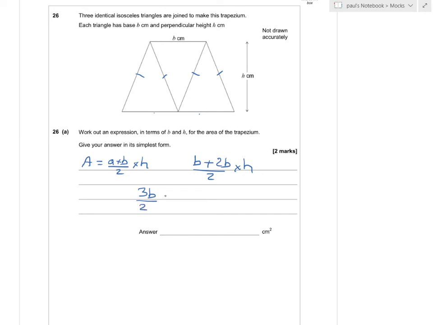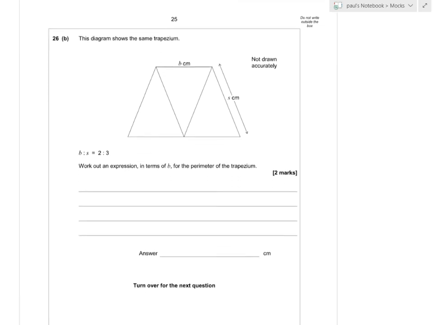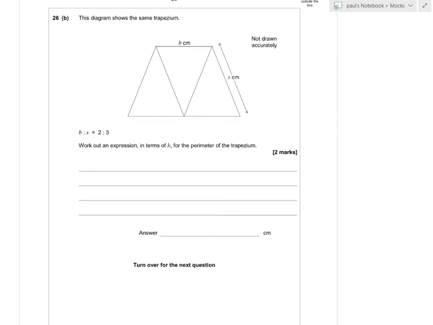So I could squish them together, 3BH, so I could get 3 base height divided by 2, or like that. Or you could even simplify that to be 1.5 base height. Yeah, anything like that. So as long as you remember the formula for the area of the trapezium, you shouldn't be too bad. Uh-oh. What's this?